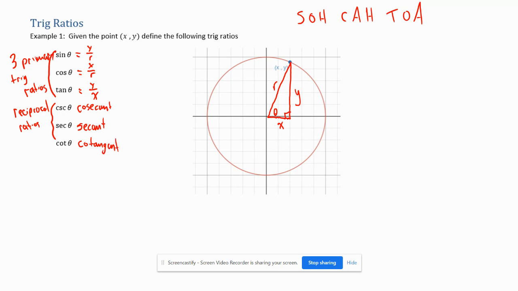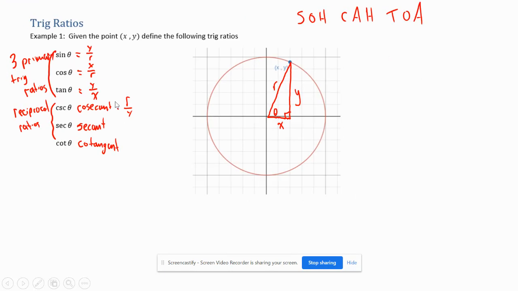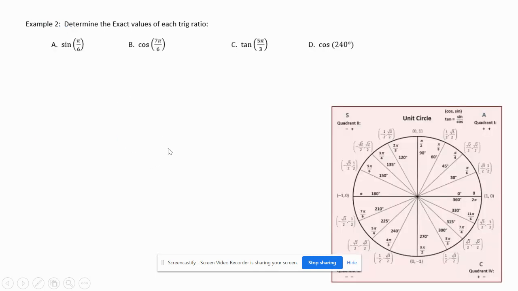Now, these ones are the reciprocals of the previous ones. So cosecant is the reciprocal of sine. So if sine is y over r, this is going to be r over y. Secant is the reciprocal of cos, which is r over x. And cotangent is the reciprocal of tan, which is x over y. So these are what we'll call our three reciprocal ratios.